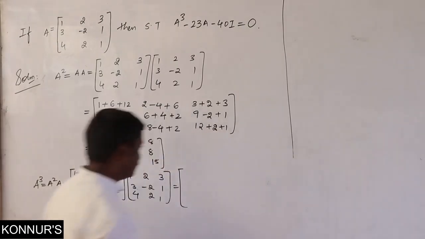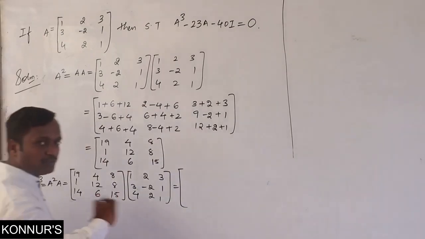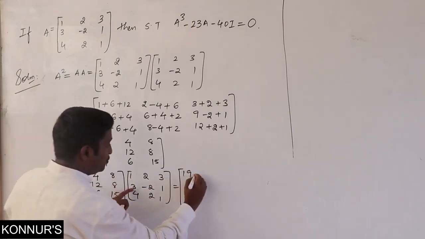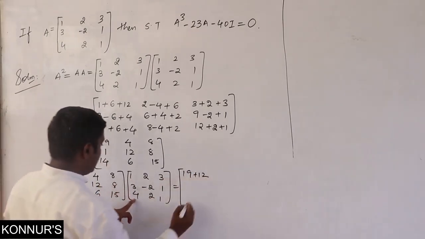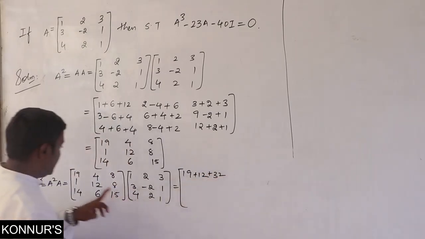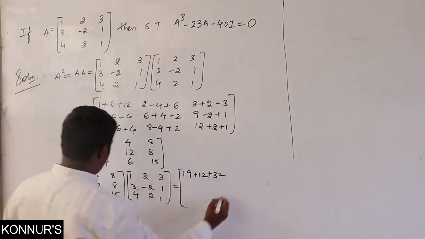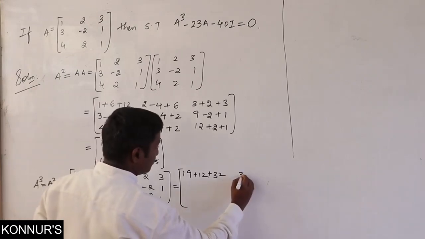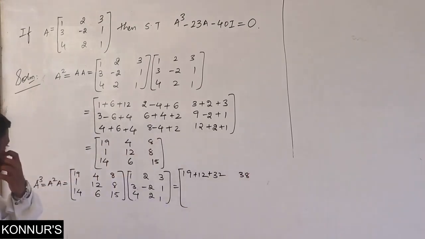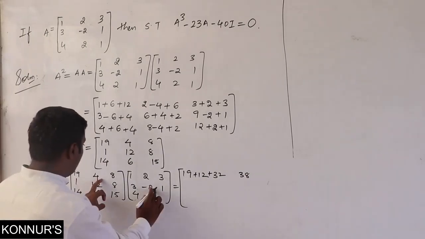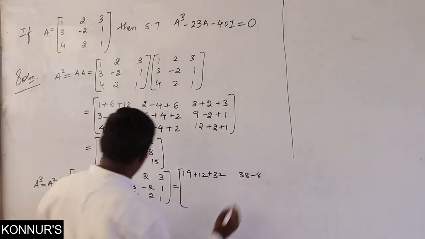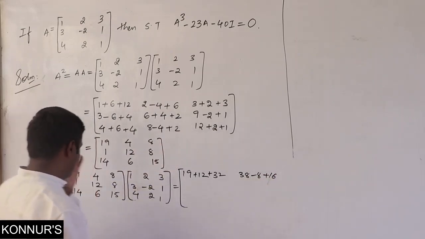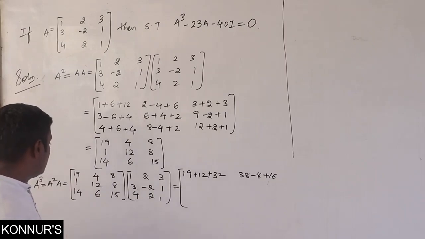Okay, just observe. Again, first row, second column like this. 19 into 1, 19. 4 into 3, 12. 4 into 8, 32. Next, 19 into 2, 38. Isn't it? 4 into minus 2, minus 8. 8 into 2, 16. Next, 19 into 3, 57.